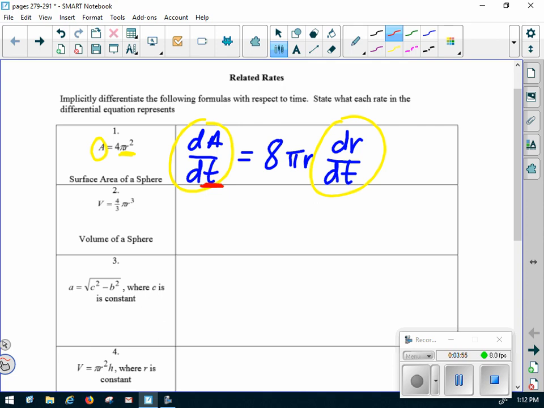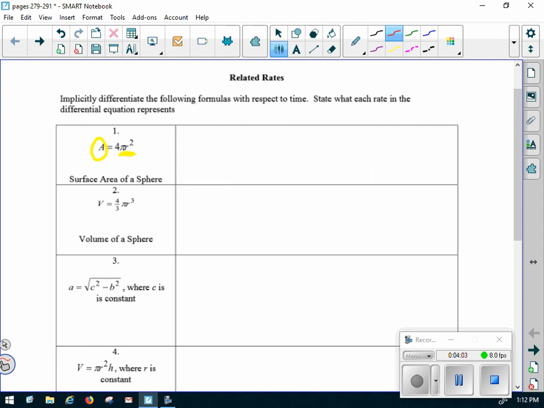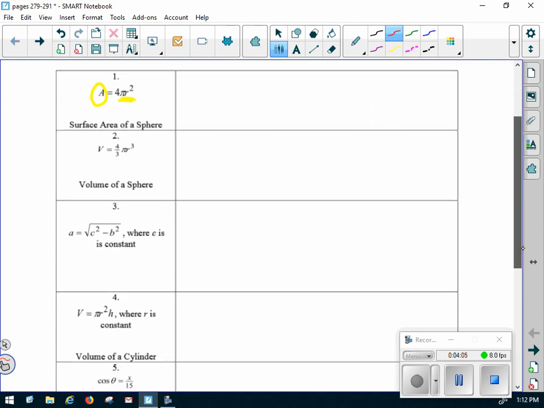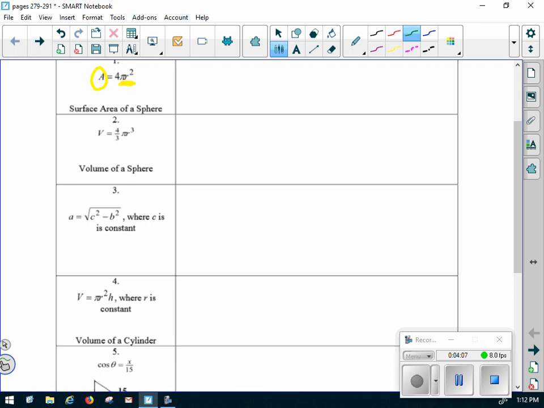Go ahead, Mason. So which variable do you solve for? We'll get there. Let's look at number 2. The answer to that starts on page 2.